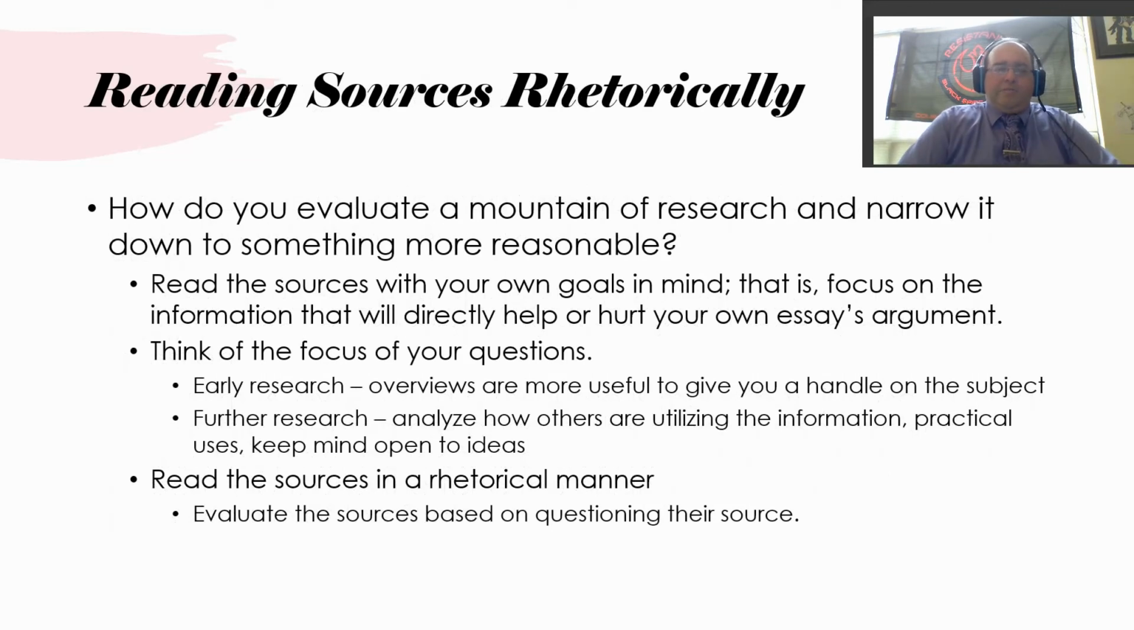Another way to do this is to read sources rhetorically. The question does come up, how do you evaluate a mountain of research and narrow it down to something more reasonable? The main thing you have to do is read the sources with your own goals in mind. That is, focus on the information that will directly help or hurt your own essay's argument. In the case of annotated bibs, where we're talking about these research questions, reading the source with your own goals in mind means how that source will help to answer your research question in a way that's satisfying to you, in a way that satisfies you and your viewpoint.